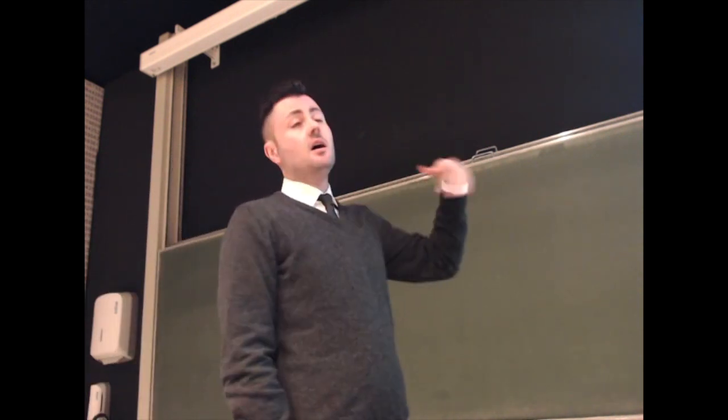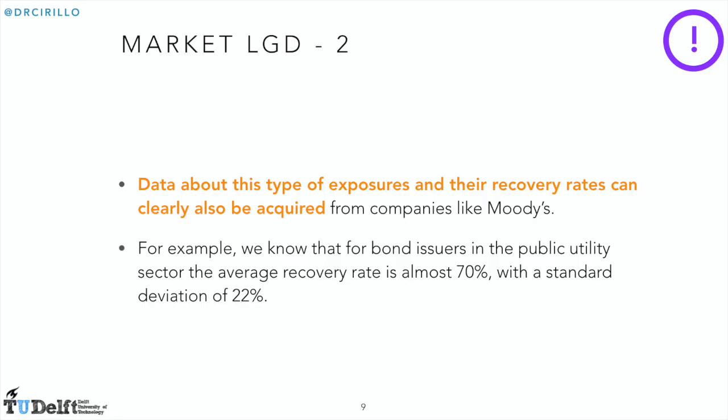If you need data about this type of market LGD, there are companies that provide those data. For example, Moody's. You have companies like Moody's that also provide ratings and also provide this type of information. And this information is useful because, as I've written there, if you have a bond related to public utilities, then you know that the average recovery is quite okay. It's 70% with a standard deviation that is still okay, so 22%. Let's say that you're lucky enough.